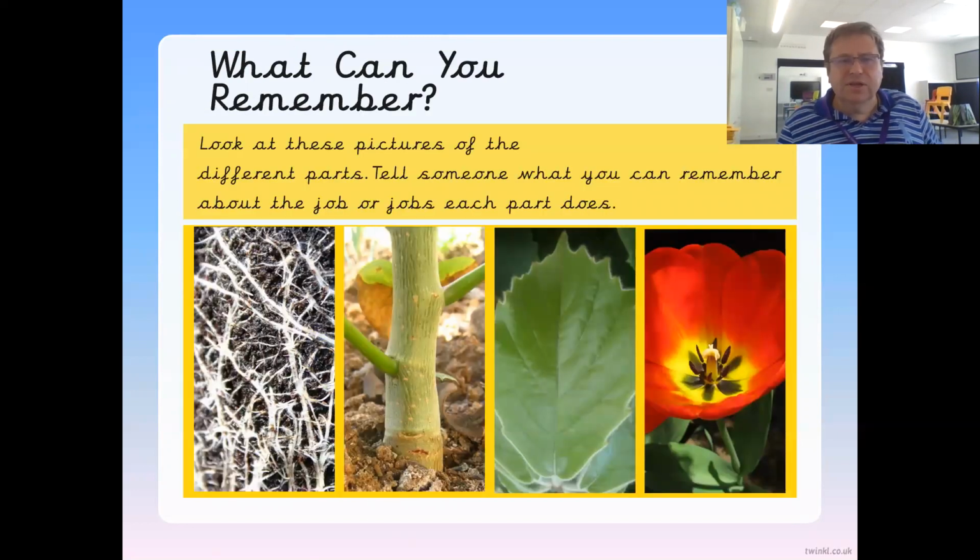Now, looking at these 4 pictures, we've just been through it. Pause this video and talk to someone, see what you remember about the names of each of the 4 bits of a flower, a plant, and exactly what they do. So pause the video and talk to someone and see what you can remember.